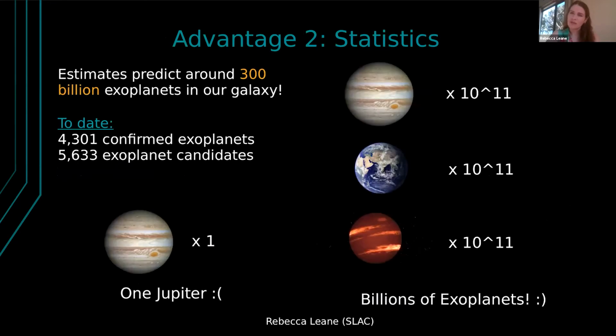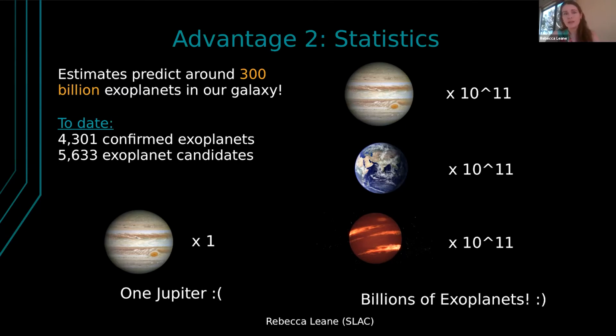The second advantage that we have is just statistics. Estimates predict that there are around 300 billion exoplanets in our galaxy. That's a lot. And of course, having 300 billion exoplanets as data points would be excellent. Of course, we're not actually going to detect all of these anytime soon, but even just a very small fraction of this 300 billion is going to give us excellent statistics to understand any potential signal as it may arise.